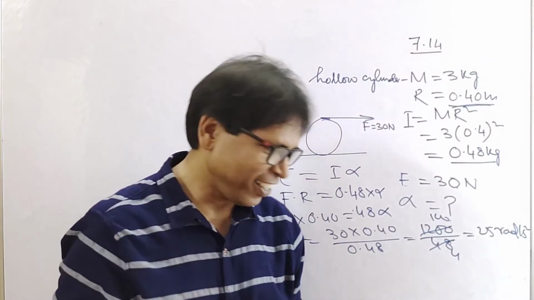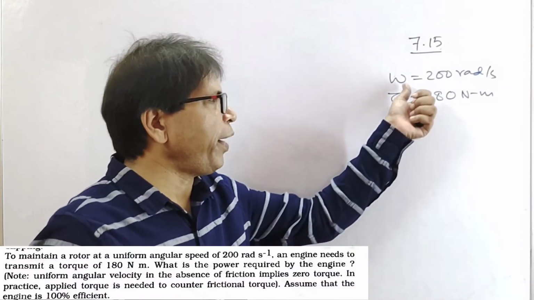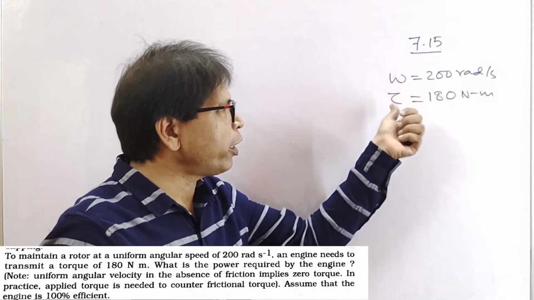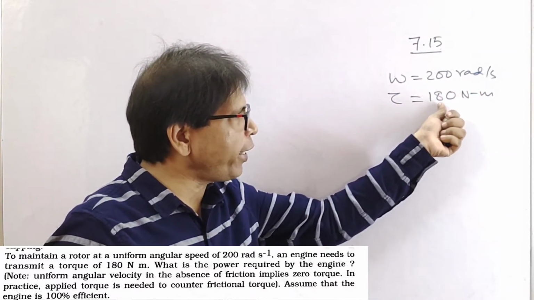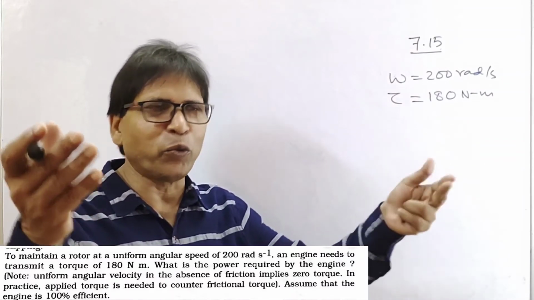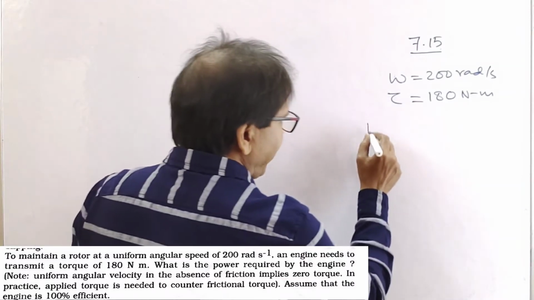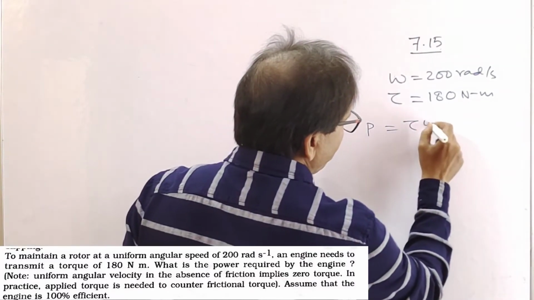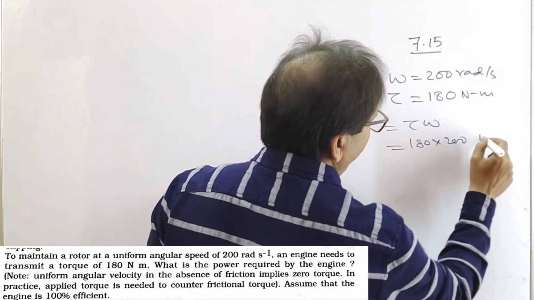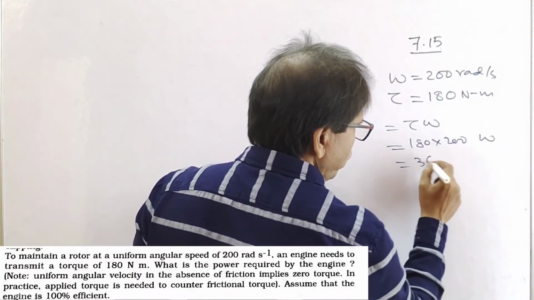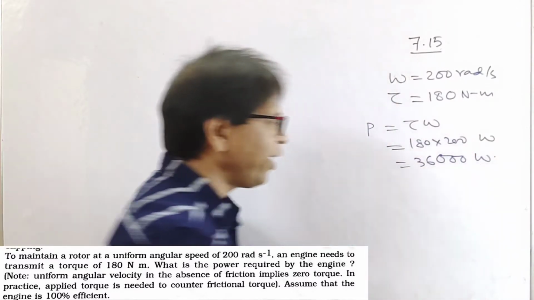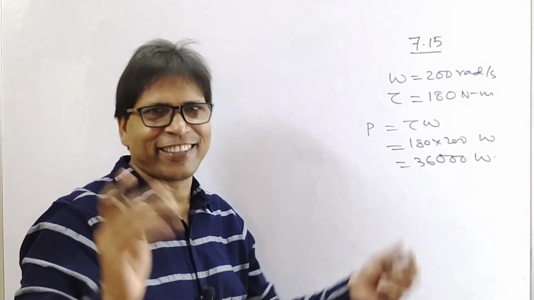Okay, next. Now look at this. To maintain the constant angular velocity of a rotor, the torque applied is 180 Newton meter. We have to calculate the power required. Now power P equal to tau into omega. So this is 180 into 200 watt. So this is 36000 watt. Okay, understood?